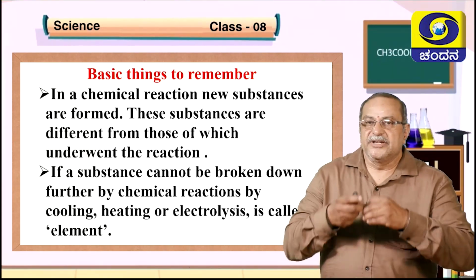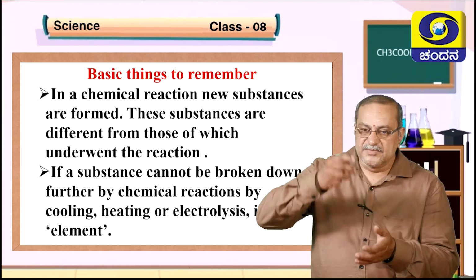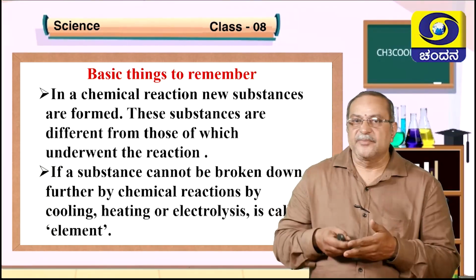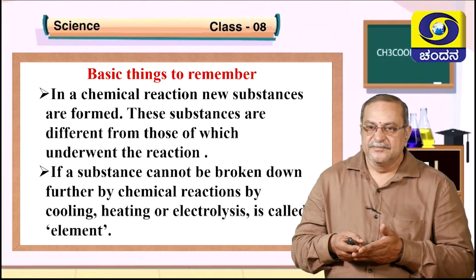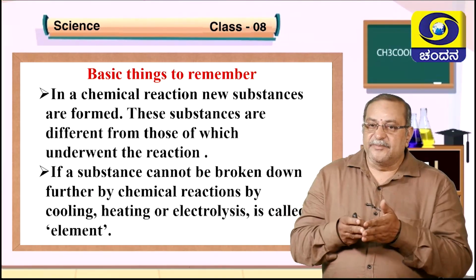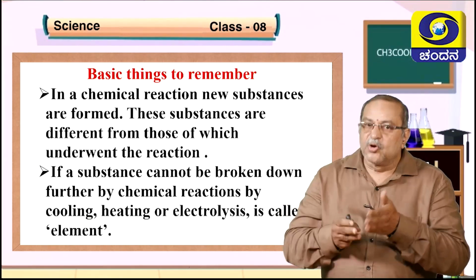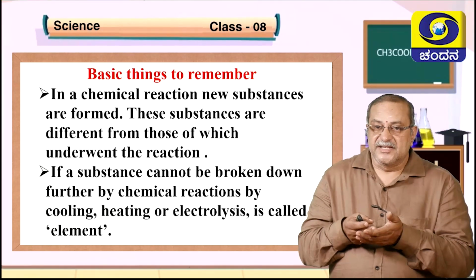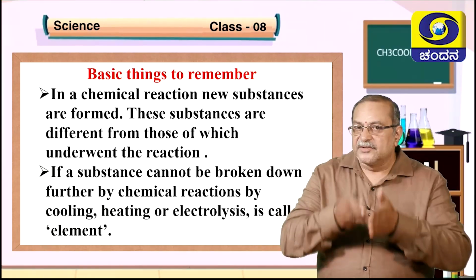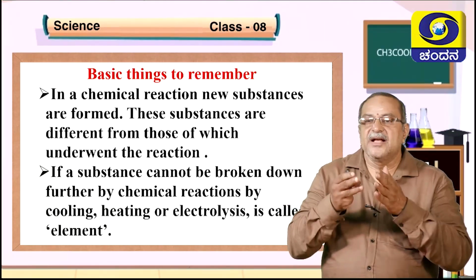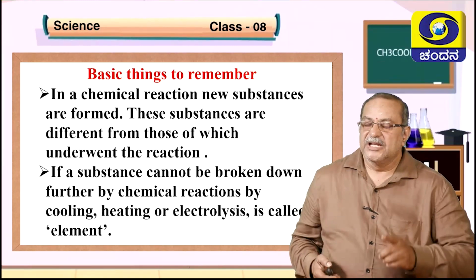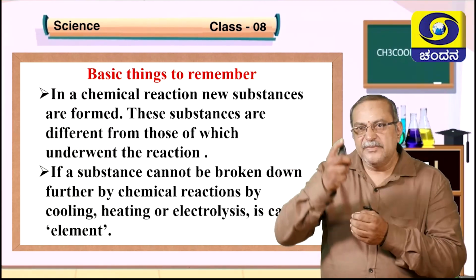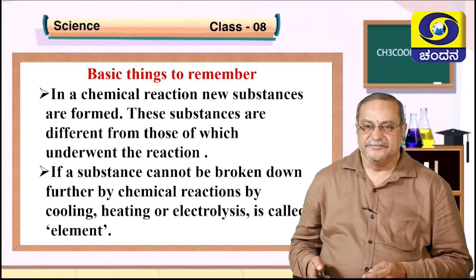So, for example, if you take hydrogen, all atoms in hydrogen are of the same type. They have the same physical and chemical properties. So, they cannot be further broken by cooling or heating or by means of electrolysis. So, that's why we call that whole group of atoms an element. So, an element is the matter which is made up of similar kind of atoms.